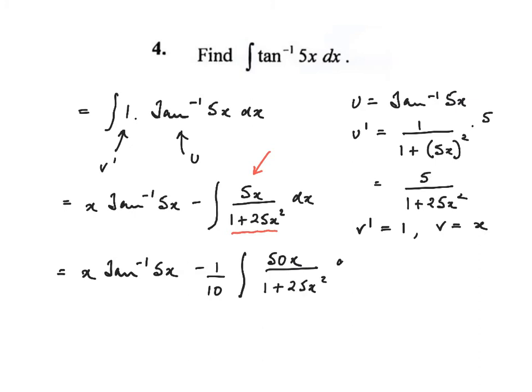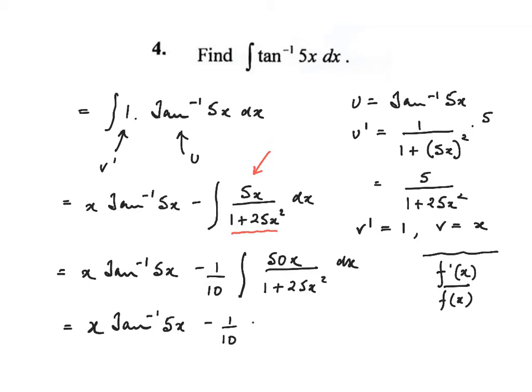Now what I have here is, you've seen these before, it's f dash of x over f of x. So what we have then is x tan to the minus 1 of 5x minus 1 over 10 times the natural log of the modulus of 1 plus 25x squared plus the constant of integration c.